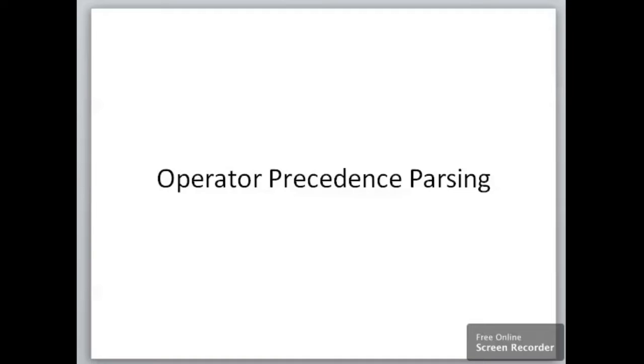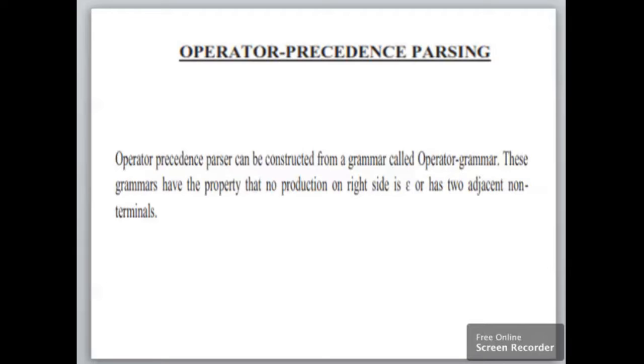Today we shall go through operator precedence parsing. An operator precedence parser can be constructed from a grammar called an operator grammar. So if I need to perform operator precedence parsing, my grammar has to be an operator grammar. Now what exactly is an operator grammar?